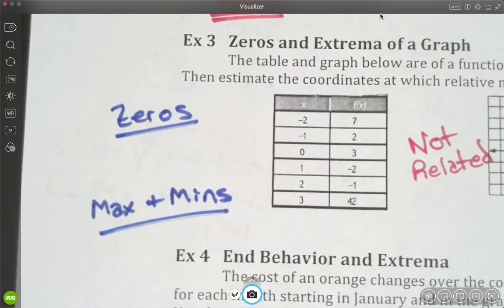I'm going to zoom in on this table right here. Places where y is equal to 0. The y coordinate is the right side of the table. Does he touch 0 exactly anywhere along that table? No.